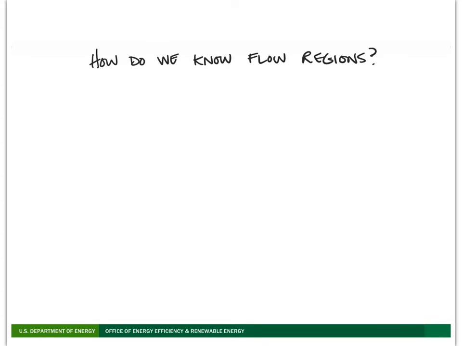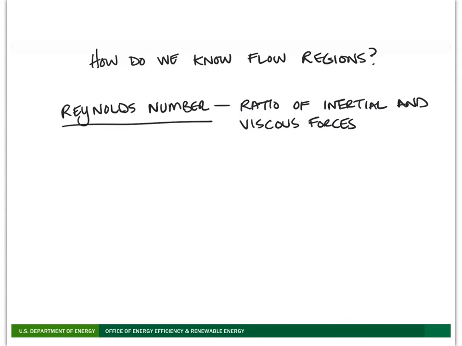So how will we know what flow region we might be in? Often we use dimensionless numbers and very specific information about a fluid to answer that question. So we have a couple of different calculations we can do that help us understand this. The first dimensionless number is the Reynolds number. The Reynolds number is the ratio of inertial and viscous forces. And we have an equation that we can use to calculate this.